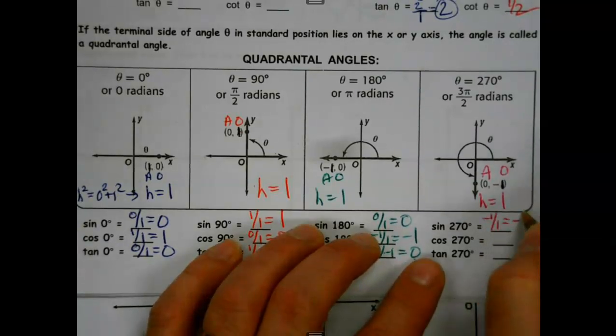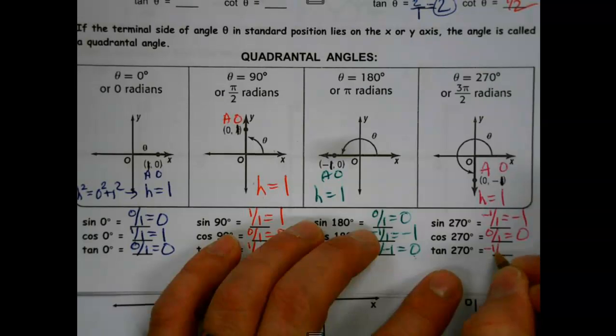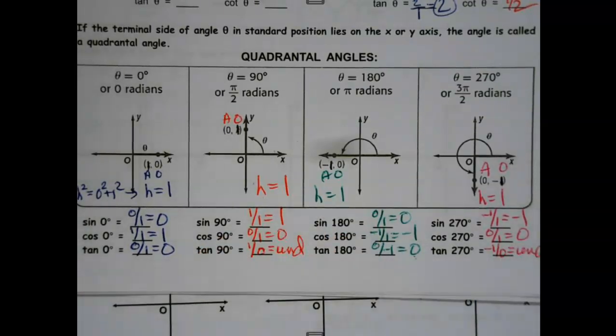Opposite over hypotenuse. Adjacent over hypotenuse. Opposite over adjacent. Now again, is that something you necessarily have to memorize?